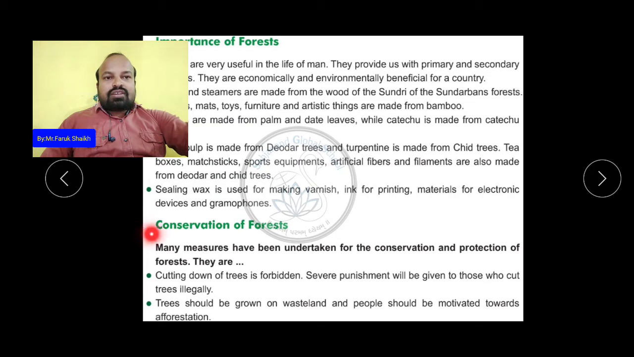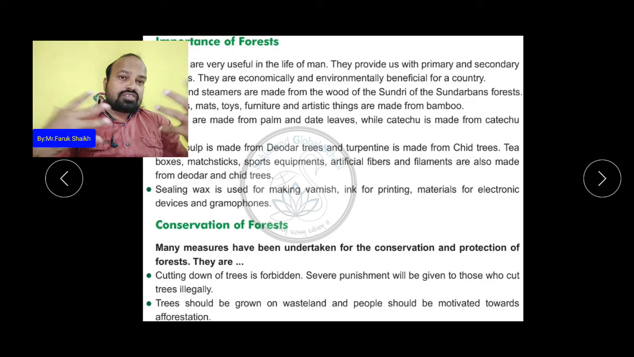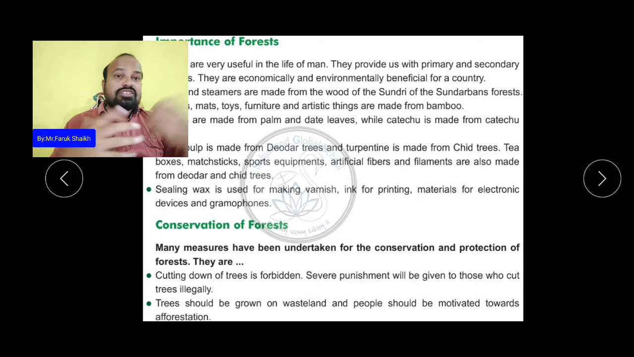Let us see the conservation of forests. How we can conserve the forest? यानी कि जंगल को हम किस तरह से बचा सकते हैं?